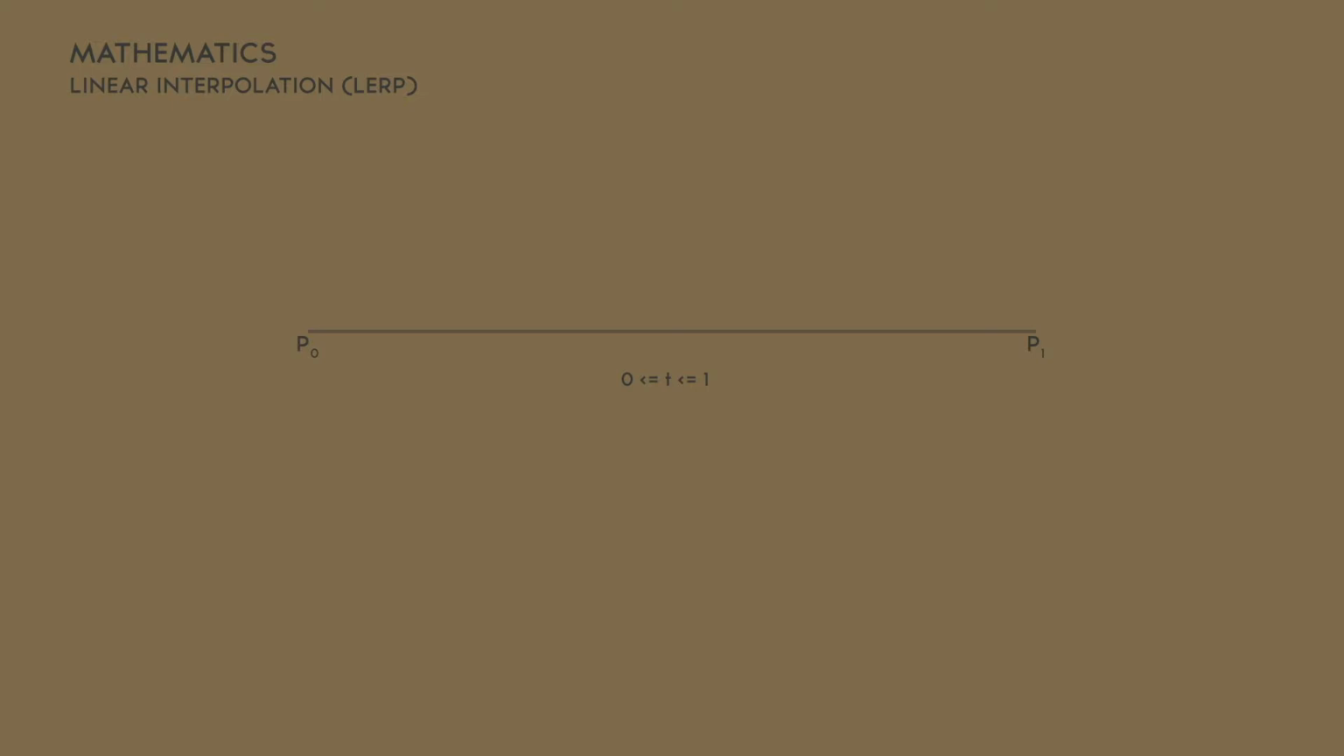So the mathematics behind this is (1 minus t) times P0 plus t times P1. That is the LERP functionality. So this is an example of just 2 points, which results in a line.